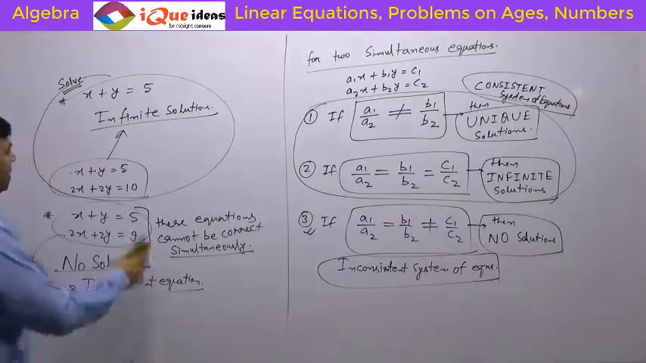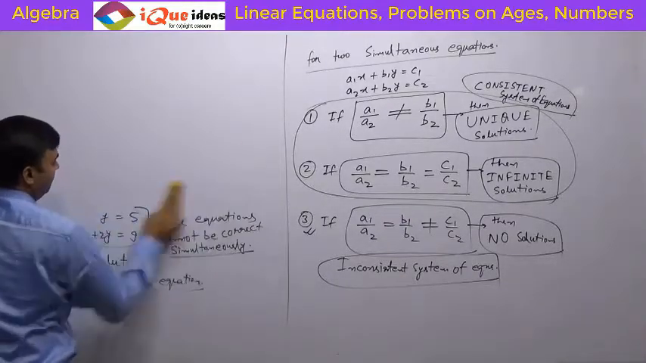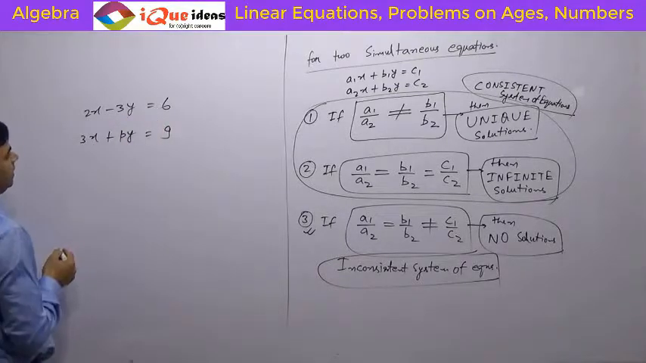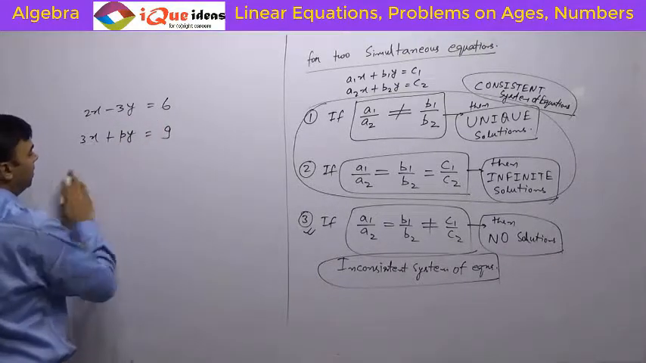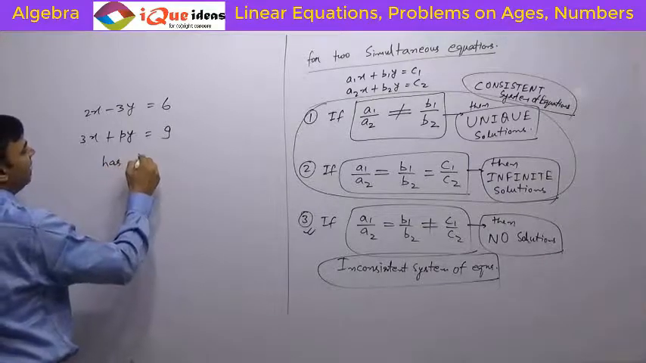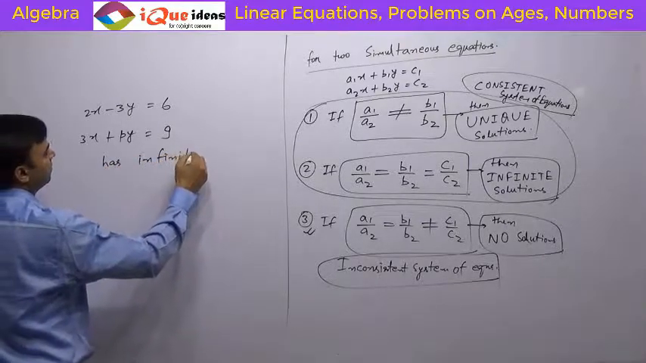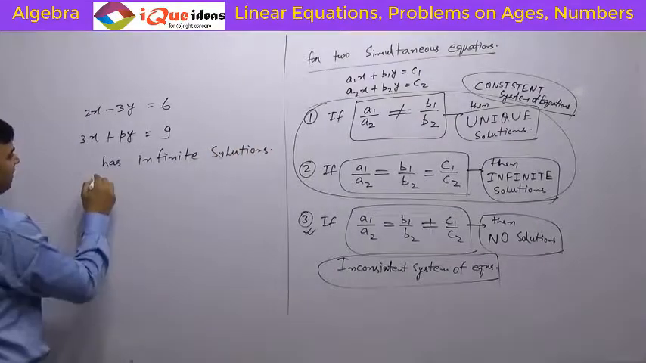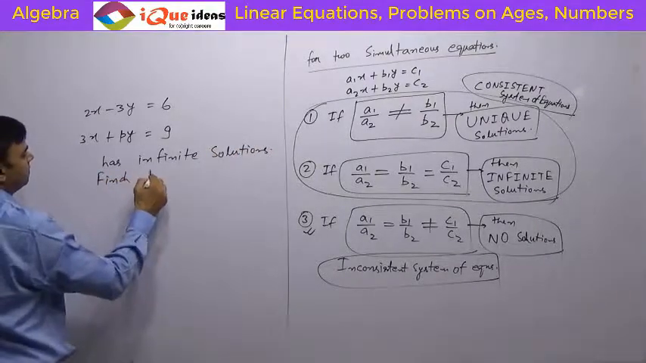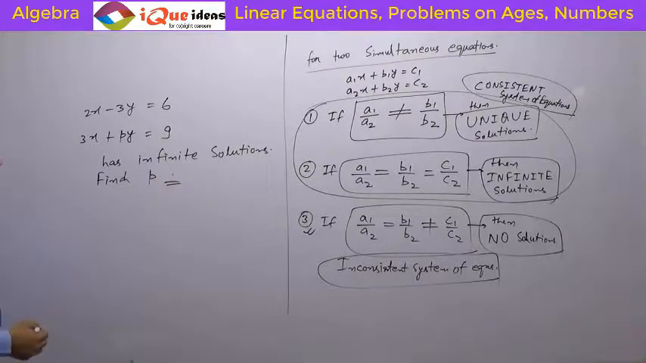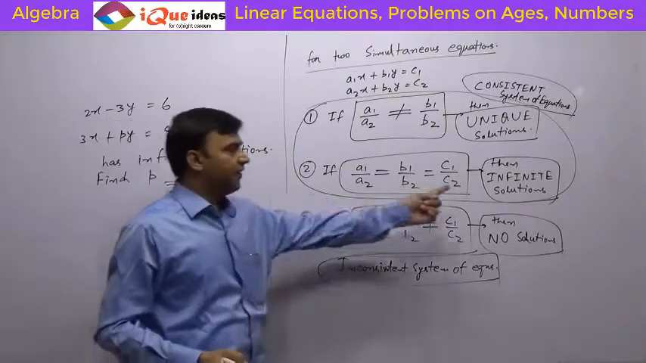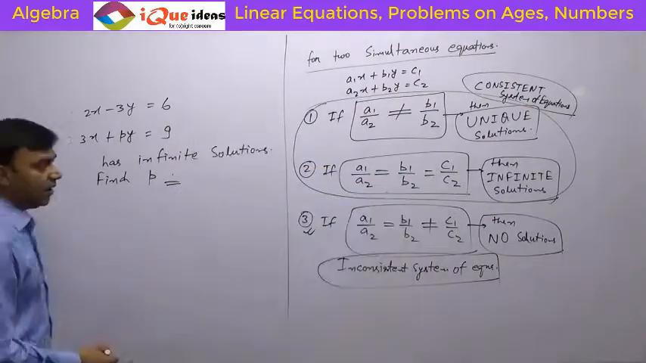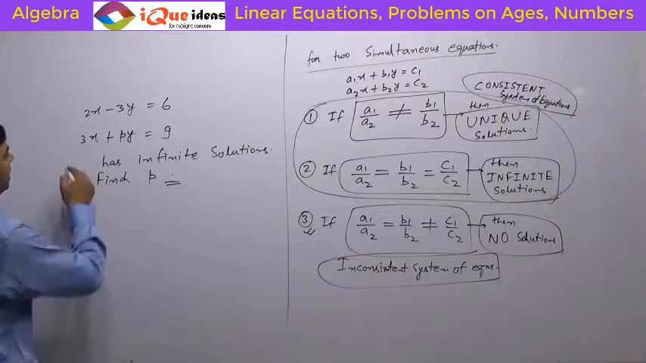So for example, there can be a direct question on this. Suppose we have this equation 2x minus 3y equal to 6, 3x plus py equal to 9 has infinite solutions. Find p. This is the question. So we already know the formula or the rule for infinite solutions, that is ratio of coefficients of x equal to ratio of coefficients of y equal to the ratio of constant terms. So we can directly apply here.